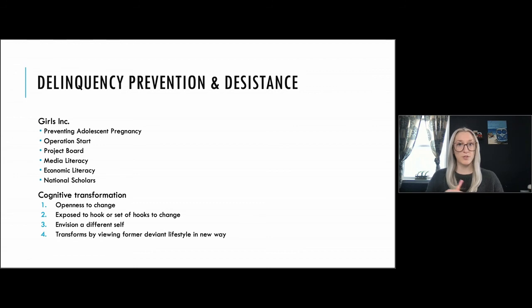which shows that this is the transformation process that a female gang member would go through. First they have to be open to the change, and then they have to be exposed to a way to make that change. And then they envision their different self. So a female gang member who now has a child and is married and has a job no longer identifies with that gang or that lifestyle. And then a longitudinal study by Rebecca Katz actually showed that childhood victimization, sexual discrimination, adult racial discrimination, and domestic violence can largely explain why women become involved in crime.